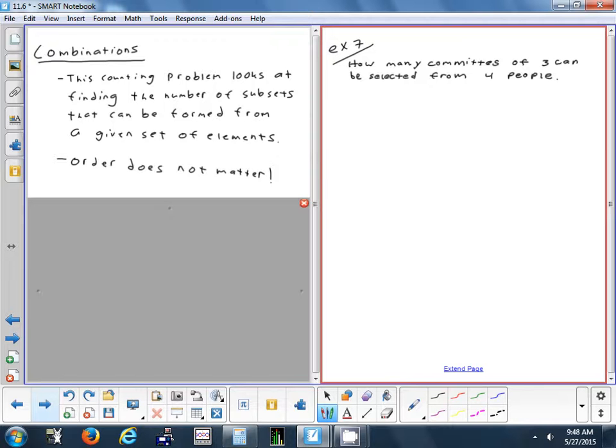So this one says, how many committees of 3 people, or how many committees, if you have 4 people to pick from, pick 3 at a time, how many committees can be formed? Easy way to do this is let the people be letters, A, B, C, D. Now we did this same problem before as a permutation. You had 4 letters, pick 3 at a time.